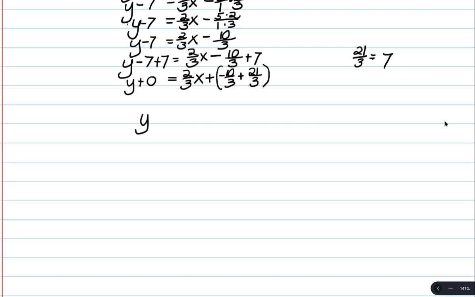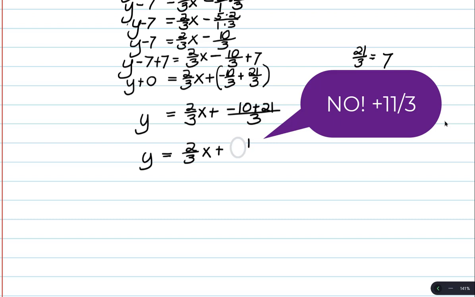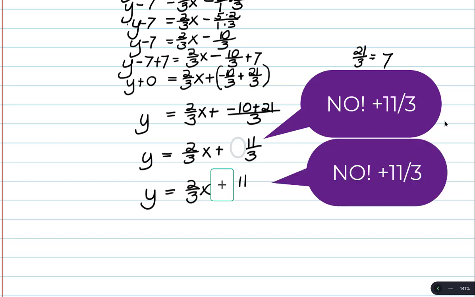Y equals 2/3 x plus negative 10 plus 21 over 3. So y equals 2/3 x plus negative 11 over 3. And since positive times negative, or plus times minus, is minus, our final answer will be y equals 2/3 x minus 11/3.